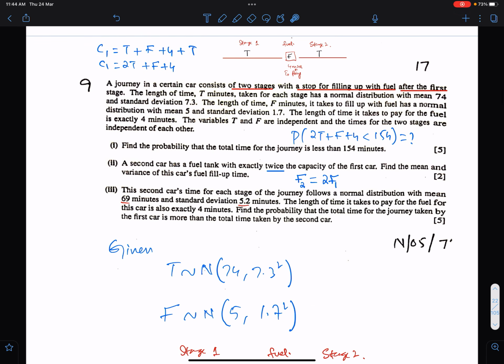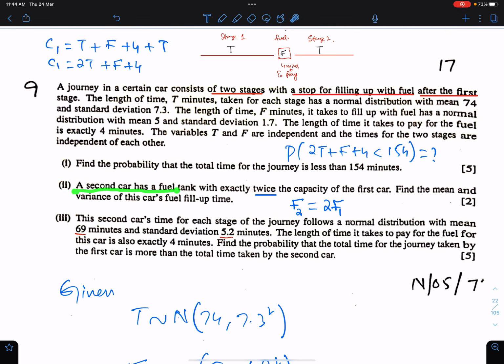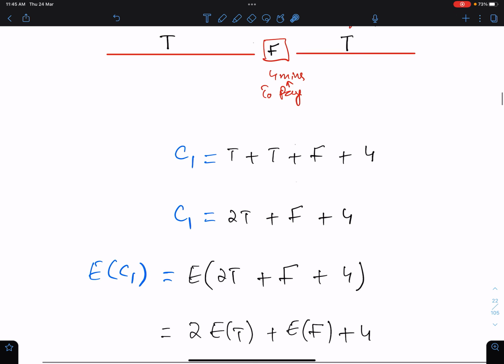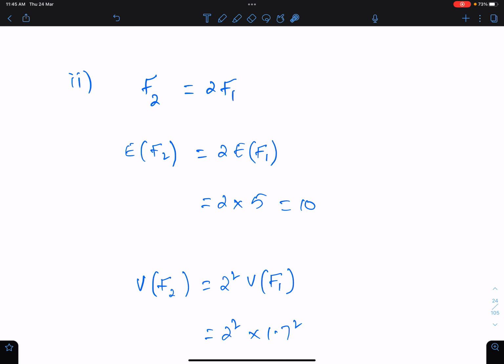The second part of this question. A second car has a fuel tank with exactly twice the capacity of the first car, meaning F2 is 2 times F1. Find the mean and variance of this car's fuel fill up time. This is very simple. We just need to find mean and variance of this. So in mean, copy this 2 here and EF1 is here. So this is the mean of EF2.